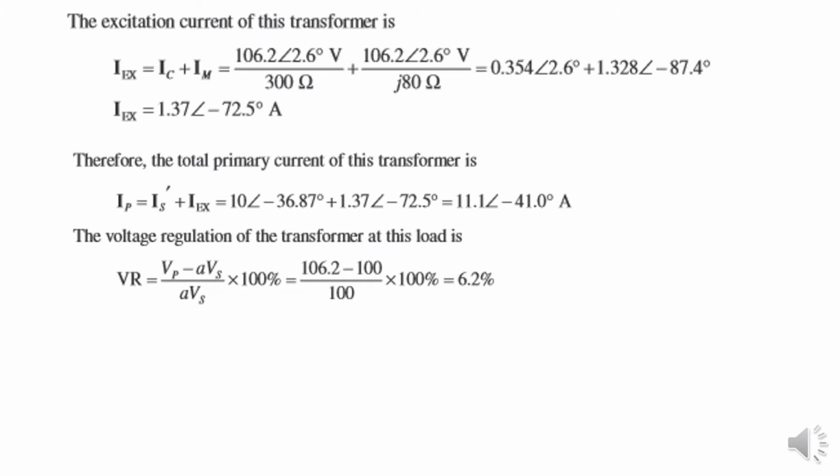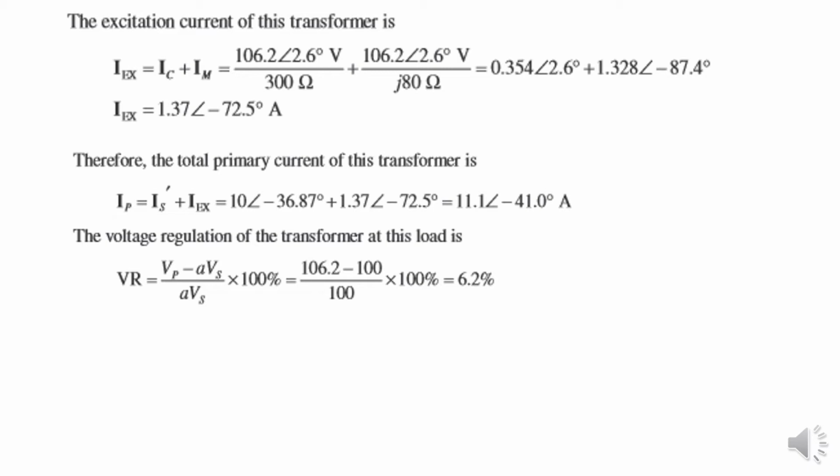In the excitation branch there will be two parts: the current through RC, which we mark as IC, and the current through XM, which we mark as IM. As you can see in the figure, the voltage across both components is equal to VP, which is 106.2 angle 2.6. So we can find IC by 106.2 angle 2.6 divided by 300, where 300 is the RC value. Then the current through XM is VP divided by jXM, where the jXM value is j80, which is already given. By substituting it here, you can find IM.